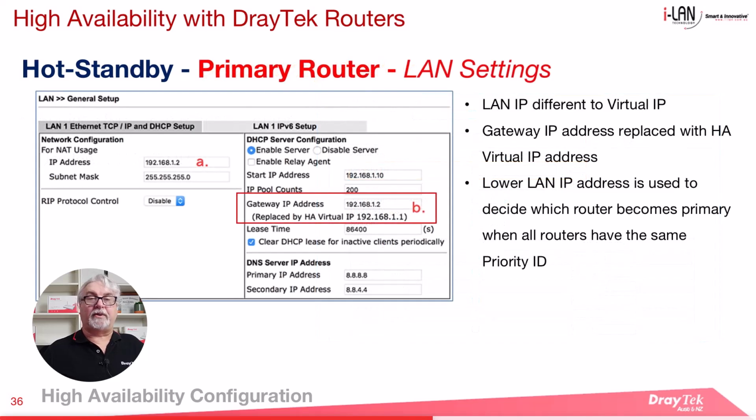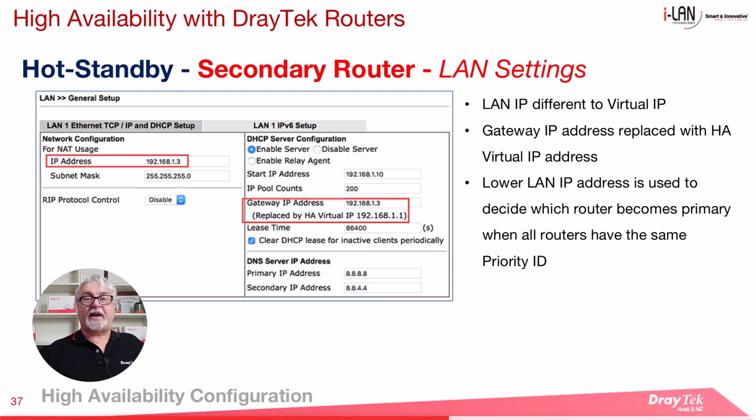To set up the routers, make sure each one has a unique LAN IP address that is not the same as the high availability virtual IP address. In this example, we have 192.168.1.2 as the LAN IP address and 192.168.1.1 as the virtual IP address. The virtual IP address will serve as the gateway IP address for all LAN clients. Keep in mind that if all routers in the group have the same priority ID, as I've mentioned already, the router with the lowest LAN IP address will become the primary router.